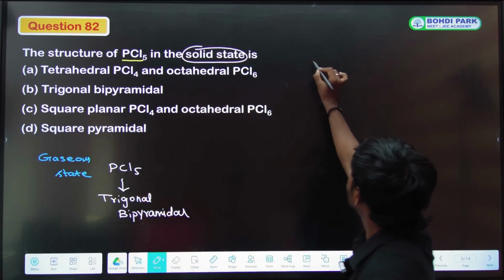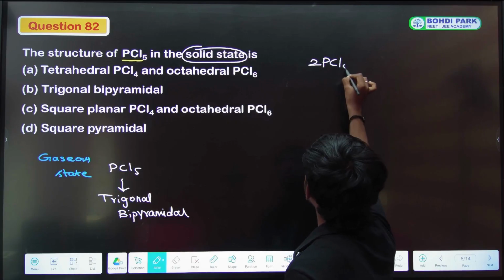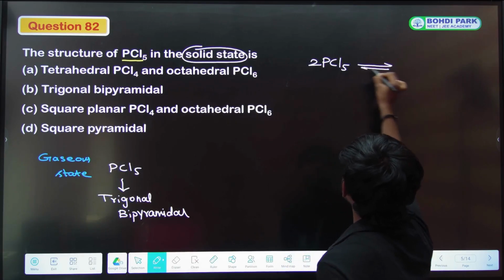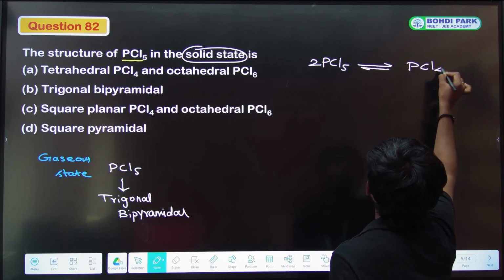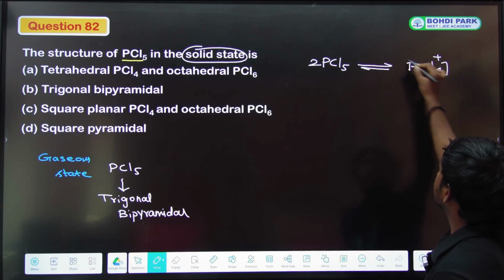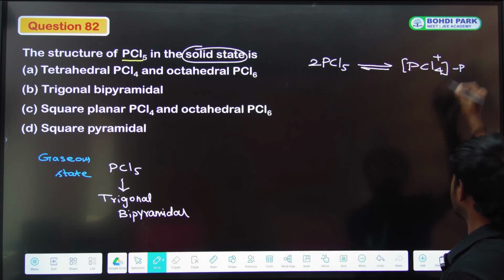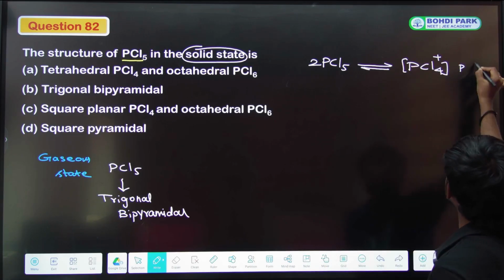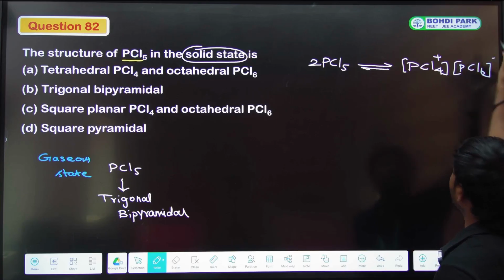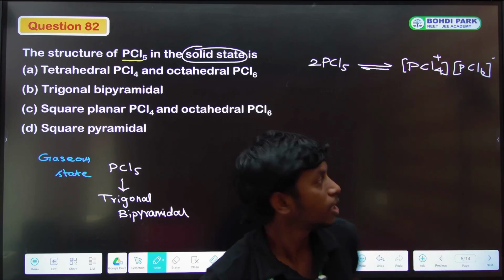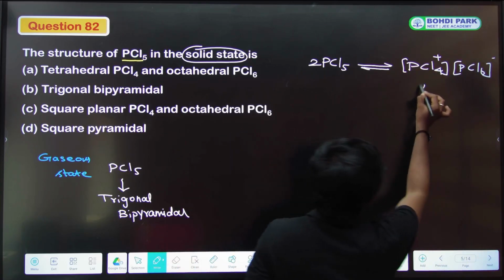So 2 PCl5 molecules will exist as PCl4 plus and PCl6 minus. Okay, it would be the composition in solid state.